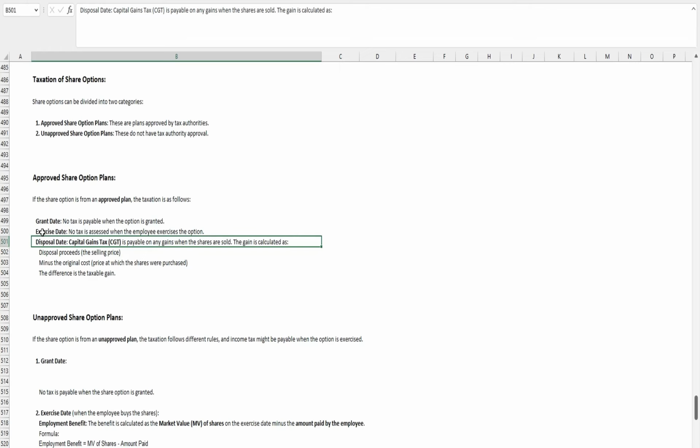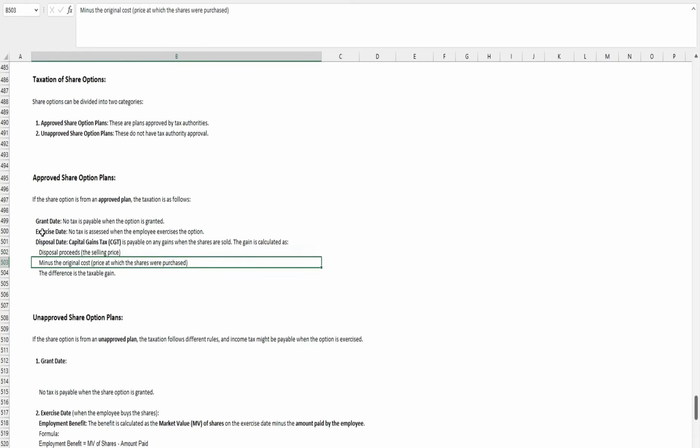Capital gains tax will be payable on any gain arising when the shares are actually sold. Okay, and how is it calculated? We simply take the disposal proceeds, the so-called selling price, and we deduct whatever amount the employee has paid to acquire those shares. Basically, it's the price at which the share can be purchased by the employee. It is based on the agreement of employee and the employer, and whatever the difference is, it's a taxable gain. Simple, right? This is for the approved share option plan.